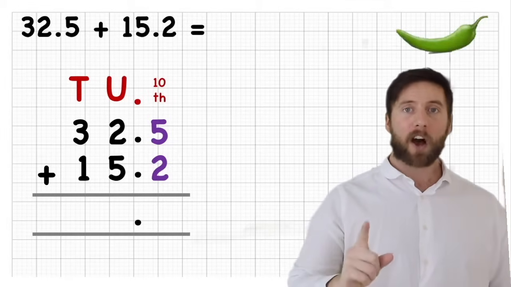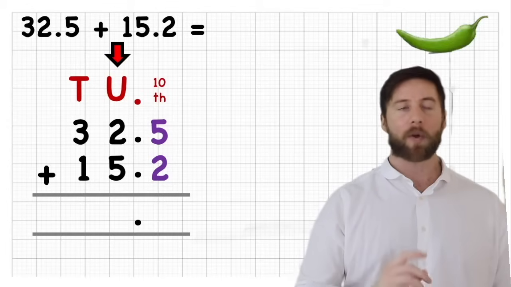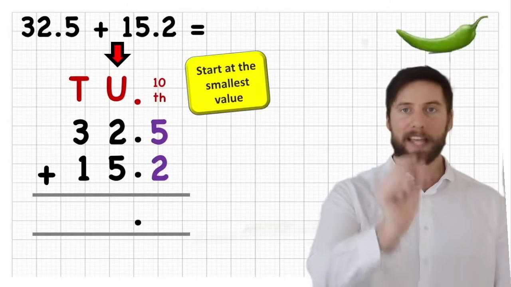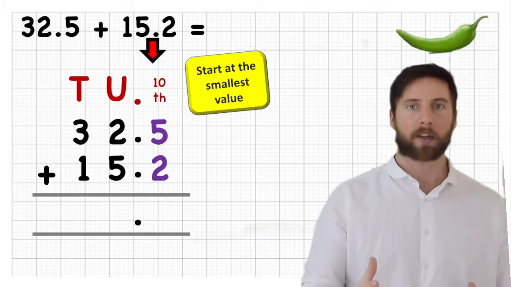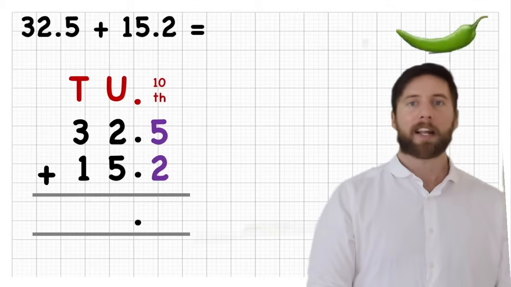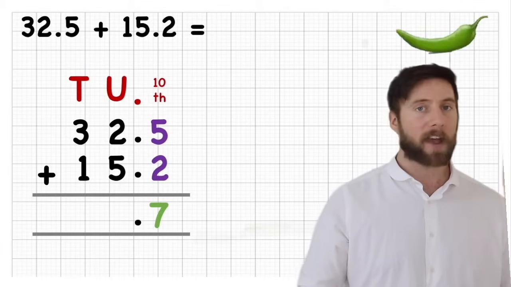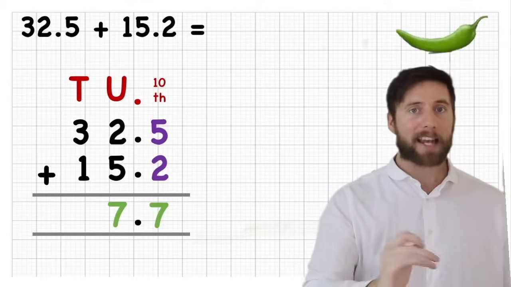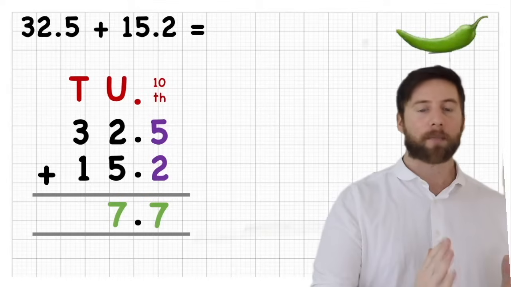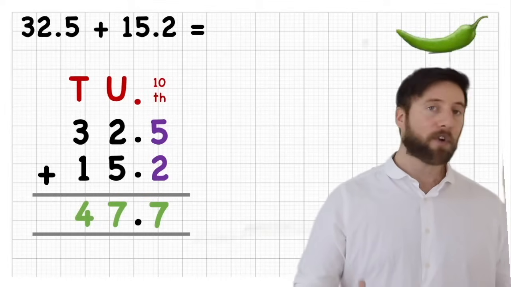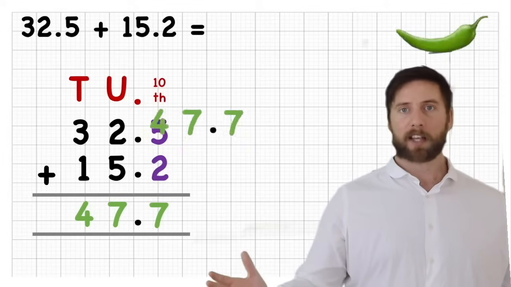Now we always start at our smallest value. That has usually been units, but in this case, we're going to look at the tenths column because that is our smallest value. So I've got 5 tenths added to 2 tenths, leaves me 7 tenths. Perfect. Then in my units column, I've got 2 add 5, again gives me 7. And in my tens column, I've got 3 and a 1, which gives me 4. My answer is 47.7. Fantastic.